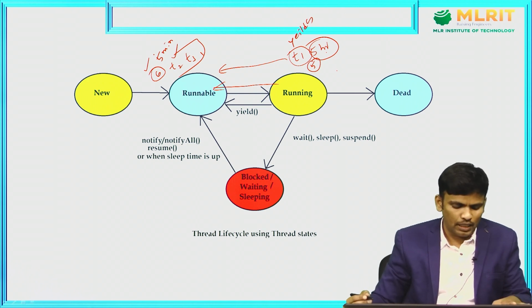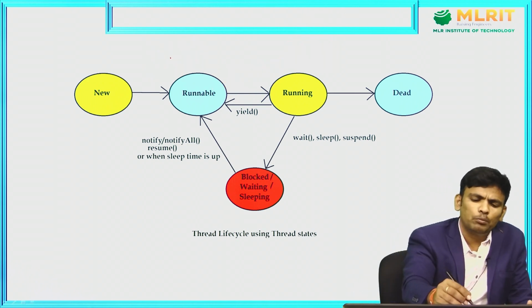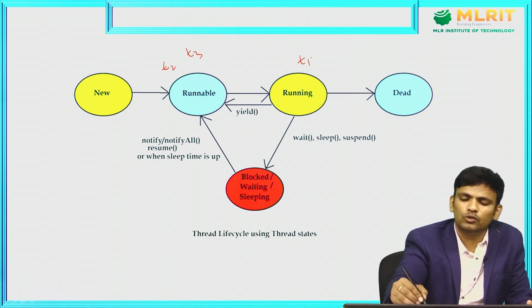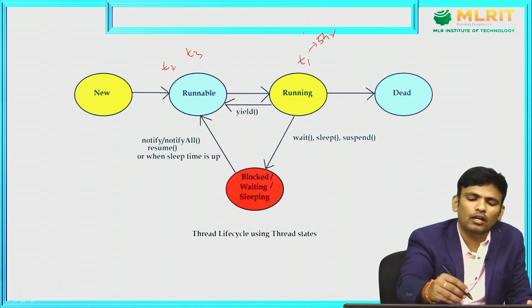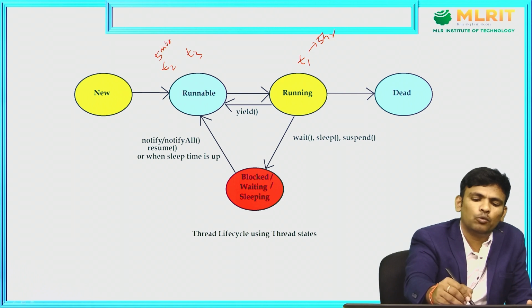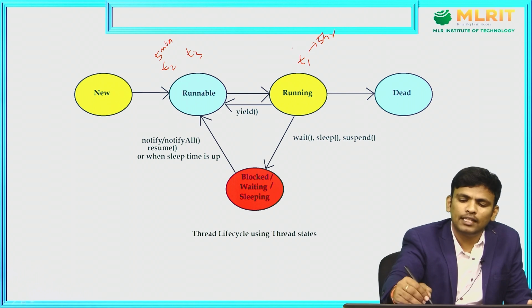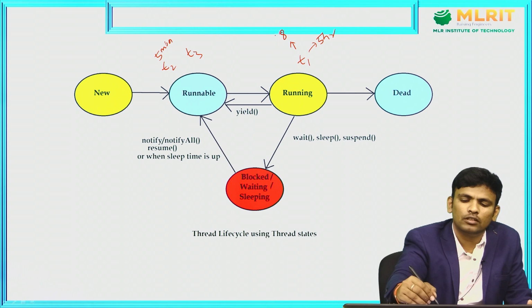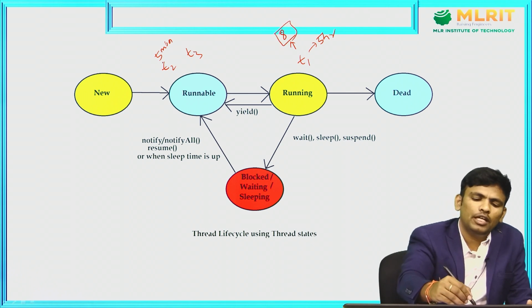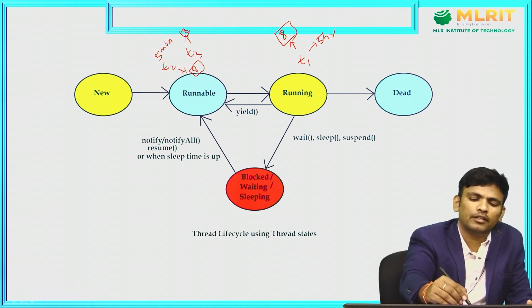Suppose we take one more scenario, with threads T1, T2 and T3, and again the same story. T1 is executing for 5 hours of time and T2 requires only 5 minutes of time. Now let's take an example. Suppose T1 has priority 8, T2 also has priority 8, and T3 also has priority 8.